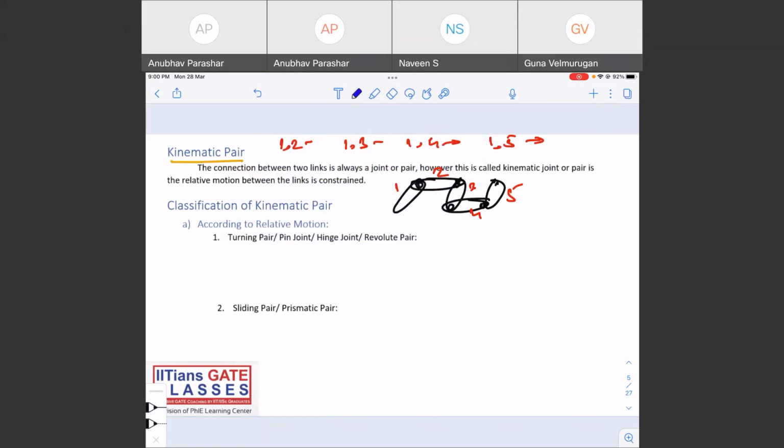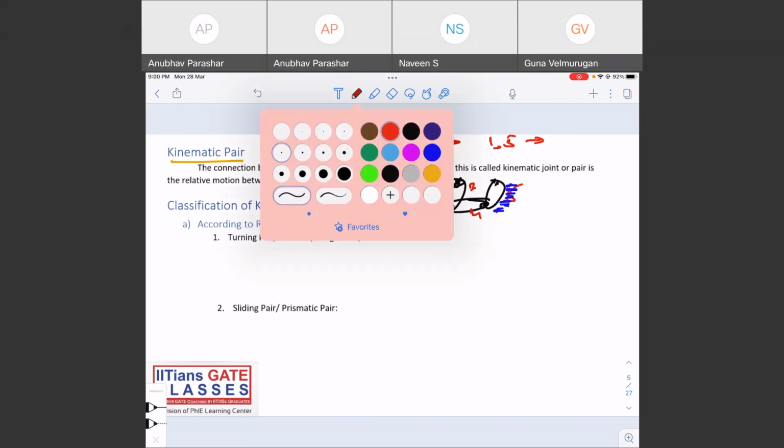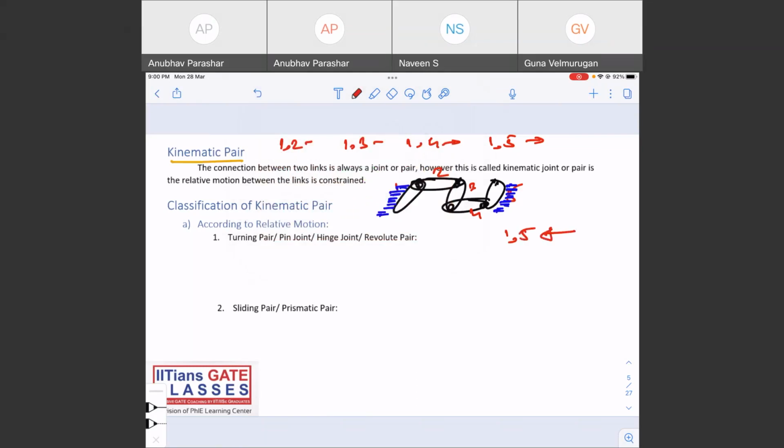Now suppose link 1 is fixed, and link 5 is fixed. Please try to understand very carefully. You have to cover a lot of things in a very short period of time. Initially we have seen that 1 2 will form a pair, 1 3 will form a pair, 1 4, 1 5, right? Now in the new system, we have fixed link 1, and similarly we have fixed link 5. Now 1 and 5 will not form a pair.